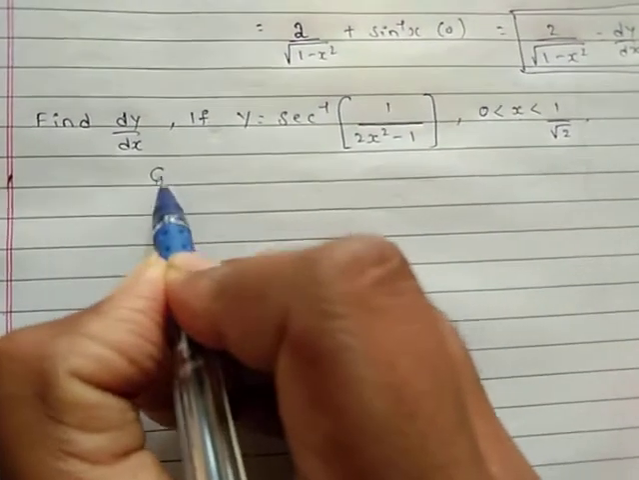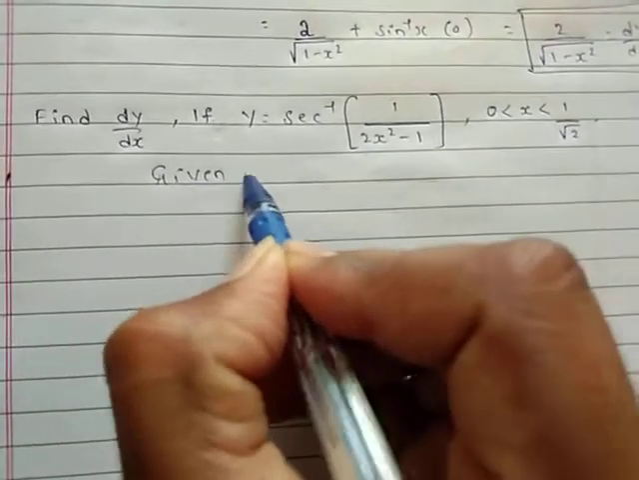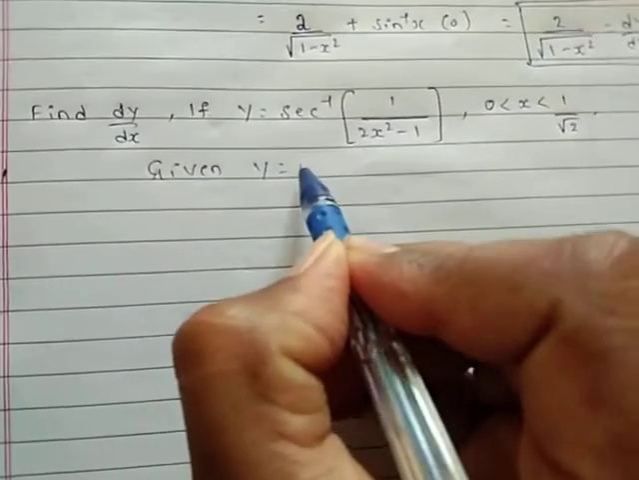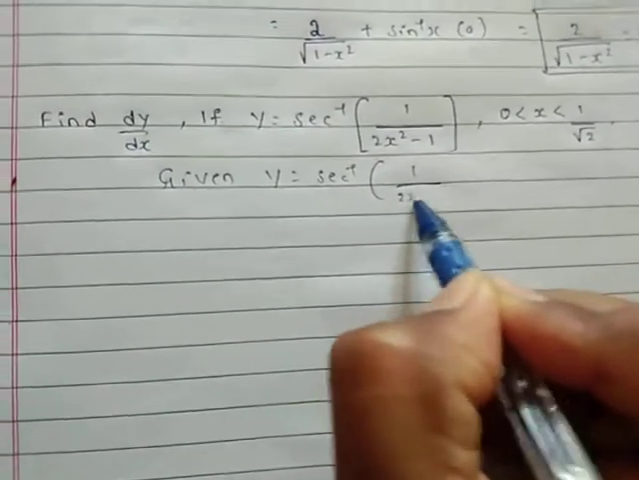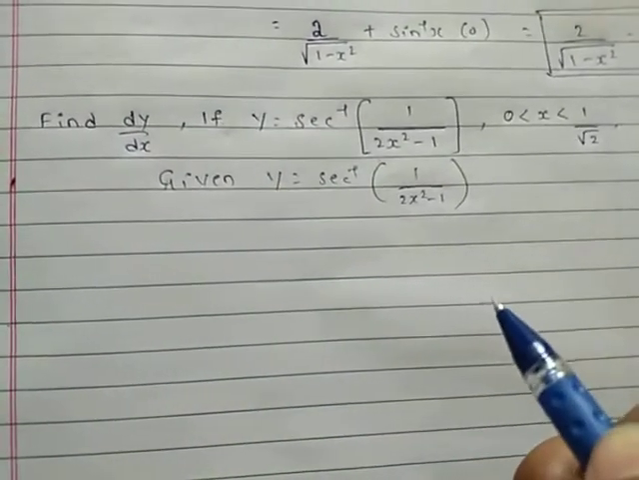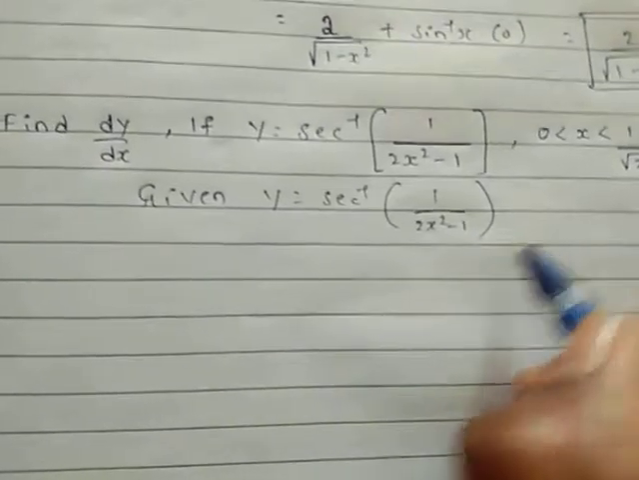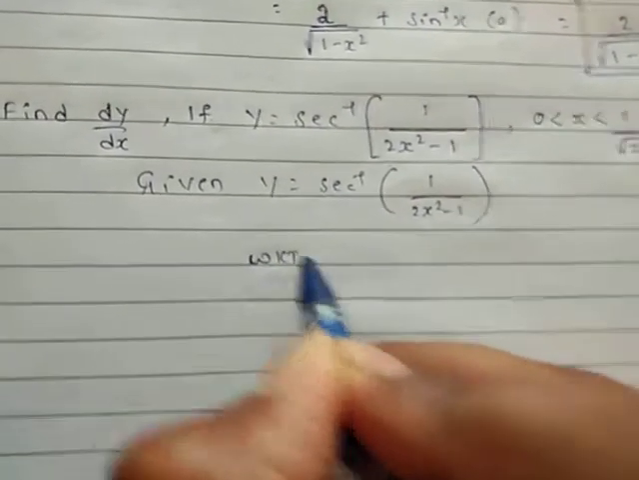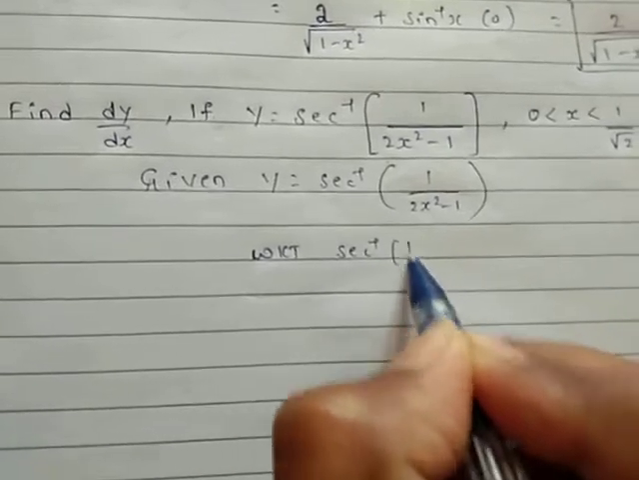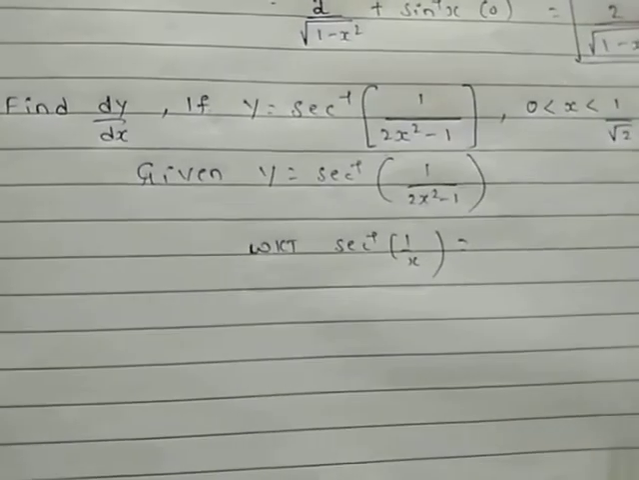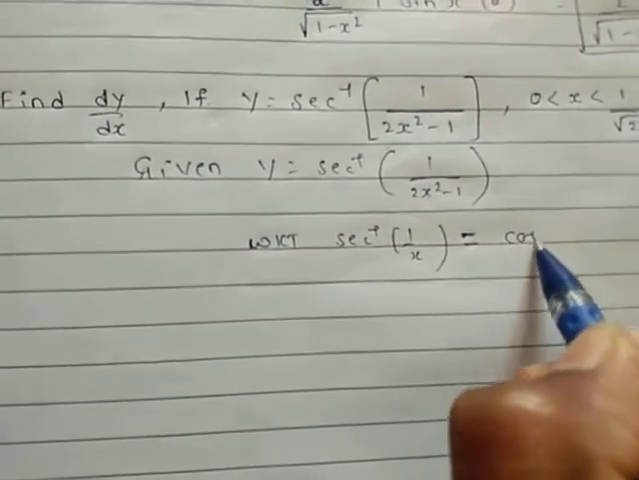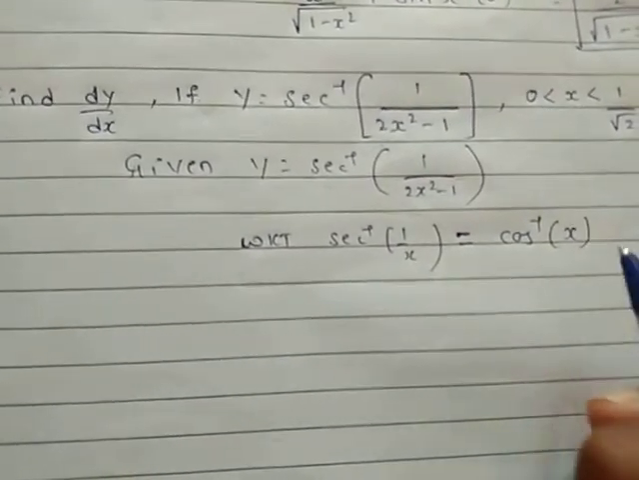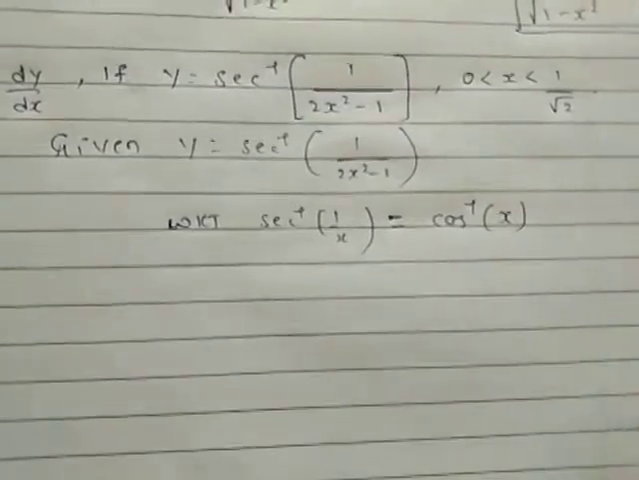So given the function y is equal to secant inverse of 1 divided by 2x square minus 1. So observe here, we know that secant inverse of 1 by x can be written as cos inverse of x. This also we have discussed in chapter 2.